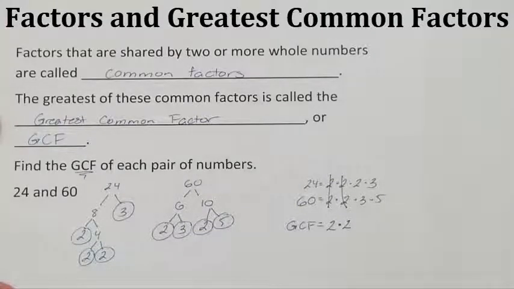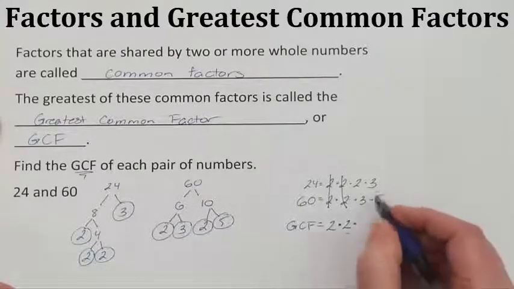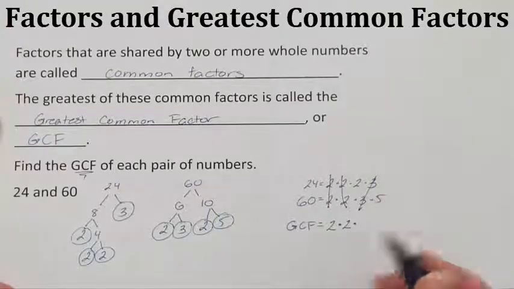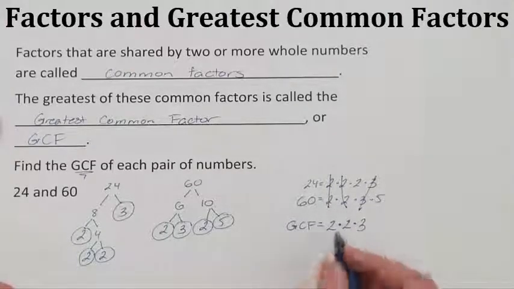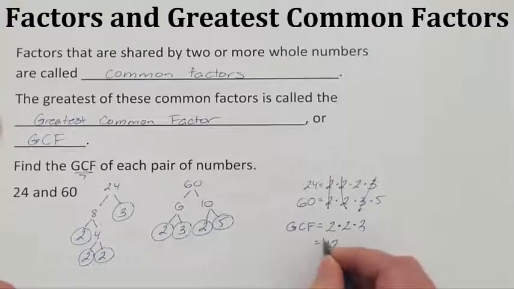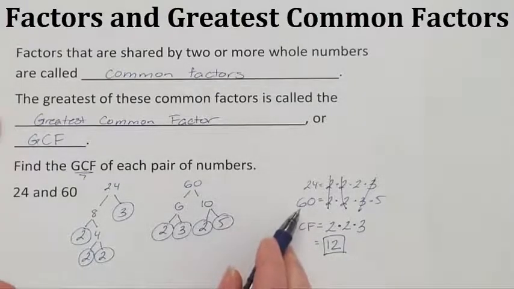Are there any other numbers in common? There are, so I'm going to multiply by, I see a 3, so I'm going to pull that 3 out. The 3 is going to go down here into the GCF. They had a 2, another 2, and a 3 in common. What is 2 times 2 times 3? Well, 2 times 2 is 4. 4 times 3 is 12. So I have 12 being the largest factor between 24 and 60.